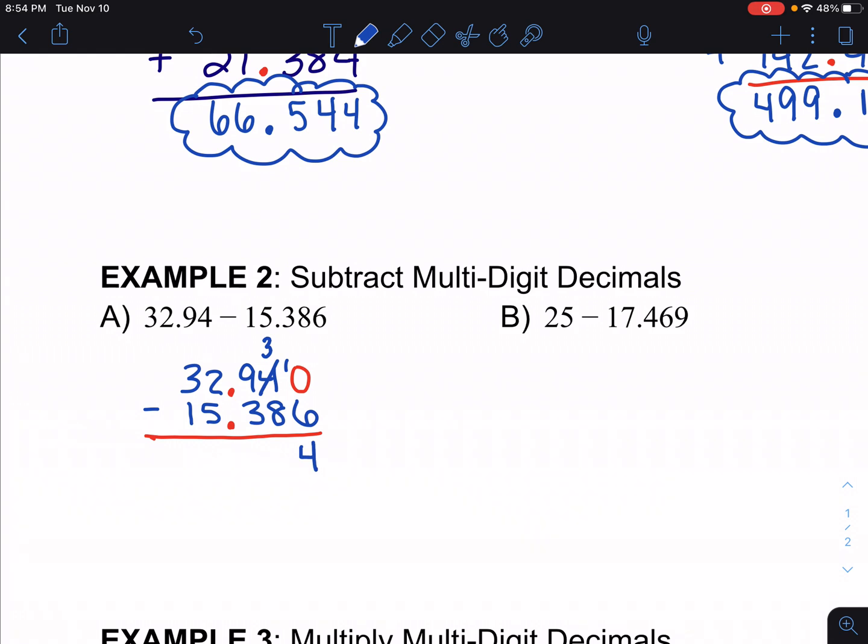I cannot do 3 minus 8, so I have to borrow again. 13 minus 8 is 5. 8 minus 3 is also 5. I bring the decimal straight down. I cannot do 2 minus 5, so I'm going to borrow one more time. 12 minus 5 is 7. And 2 minus 1 is 1. So the answer to my subtraction question here is 17.554.